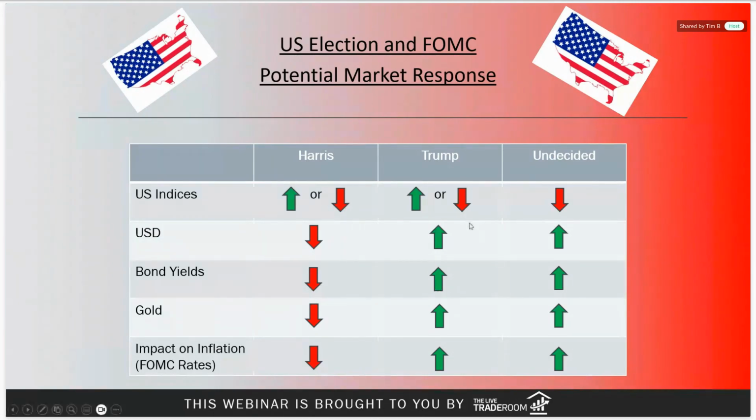Now, that doesn't take into account any kind of surprising announcements regarding tax cuts and anything else that might be quite stimulative for financial markets.